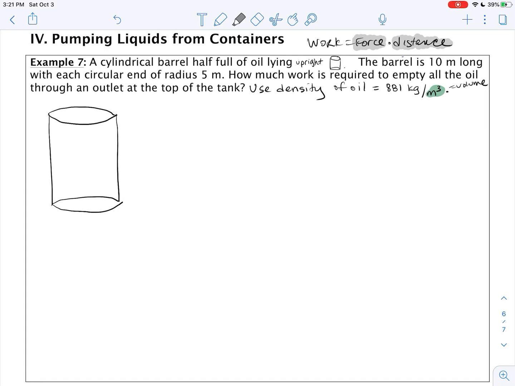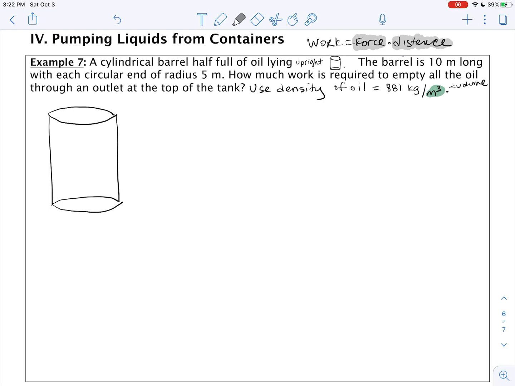Good. So I'm going to draw a picture here. Before us, we've got a problem. We've got a cylindrical barrel that's half full of oil lying upright. The barrel is 10 meters long with each circular end of radius 5 meters, and it's asking how much work is required to empty all the oil through an outlet at the top of the tank.